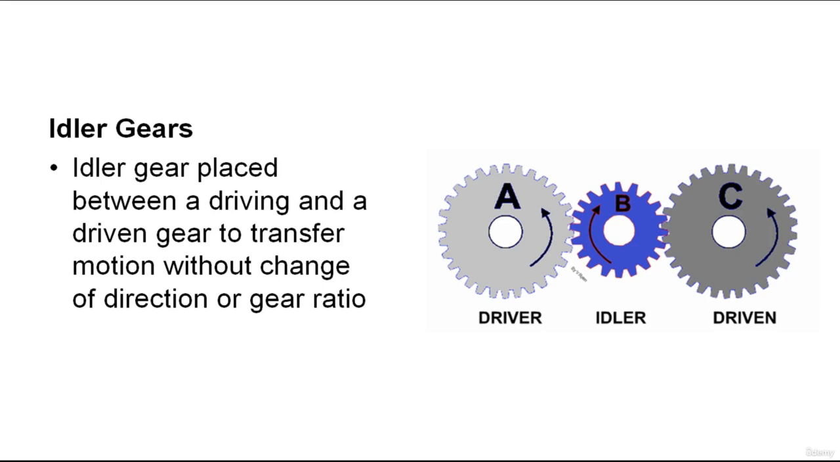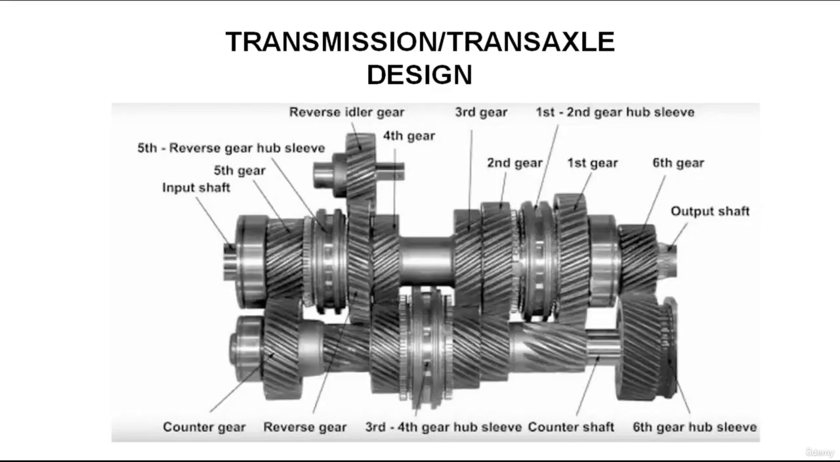And let's discuss right now the transmission or transaxle design. The internal components of a transmission or a transaxle consist of a parallel set of metal shafts on which gear sets of different ratios are mounted. By moving the shift lever, gear ratios can be selected to generate different amounts of output torque and speed.